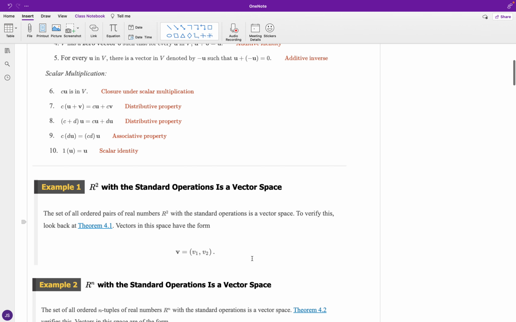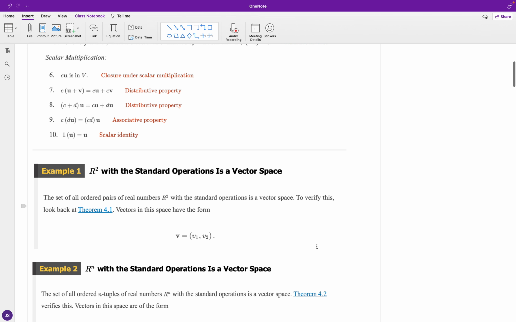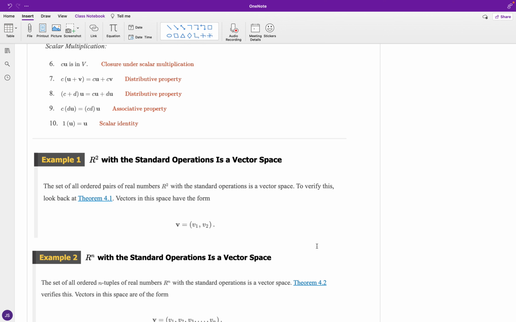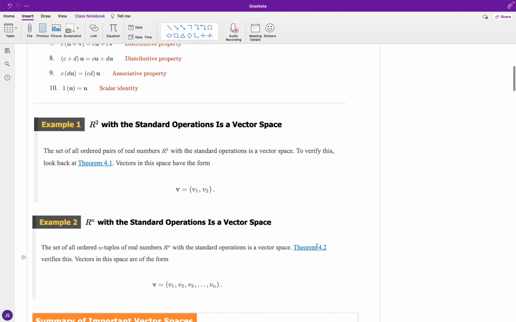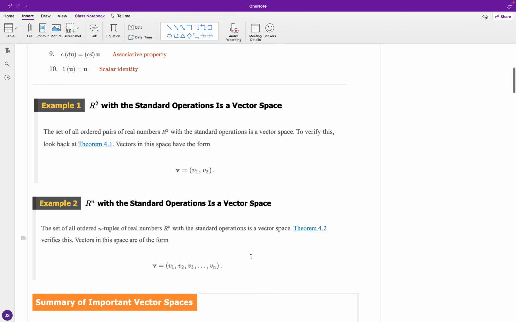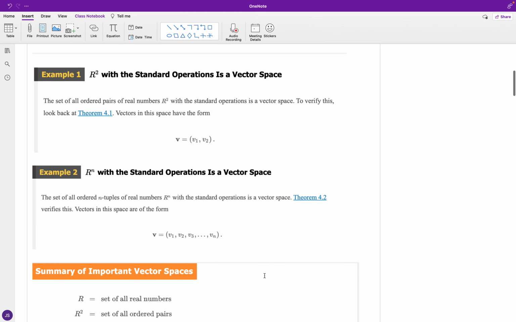And for R to the n with the standard operations, that is a vector space. The set of all ordered n-tuples of real numbers, R to the n, with the standard operations is going to be a vector space. And throughout, vectors in the space are of the form v1 all the way out to vn, in parentheses.